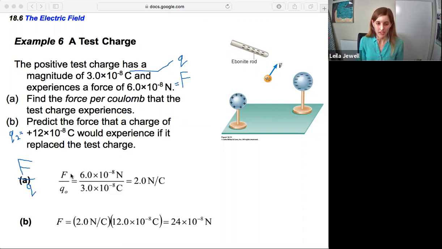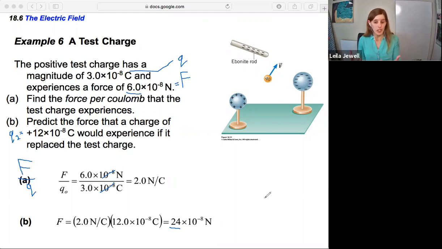All right, so in A, we have the force divided by that original charge, Q naught. So 6 divided by 3, the 10 to the minus 8 cancel, and we're left with 2.0 newtons per coulomb. And that number can then be used in part B to find the force, where we can use that 2.0 newtons per coulomb and multiply it by the amount of charge present. It's just rearranging this to get the force that this larger charge would experience. And sure enough, look, 24 compared to 6, that is 4 times bigger.